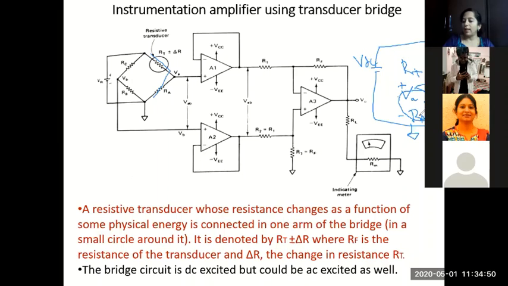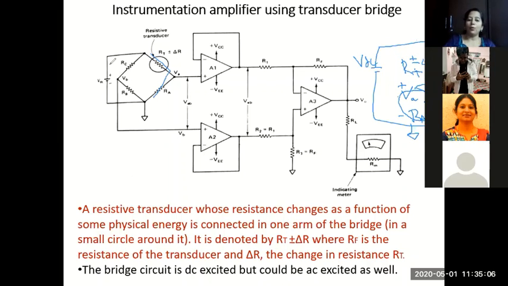So what is the voltage VA across this resistor? VDC into RA by RT plus RA, or RA plus, what is this RT? I have a plus or minus delta R here. So that would be the voltage VA.